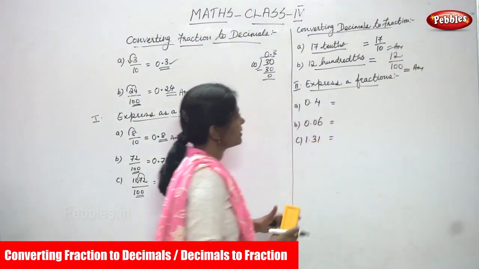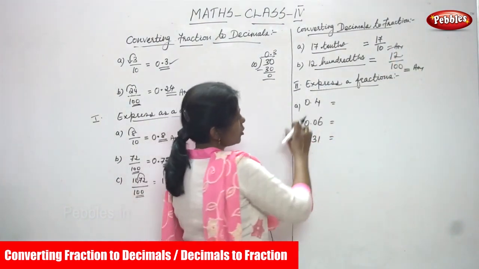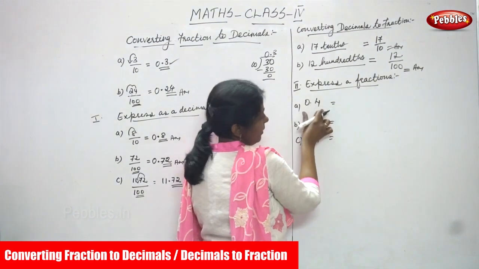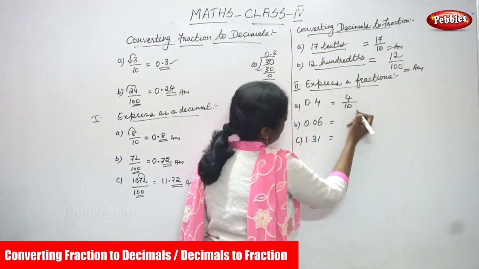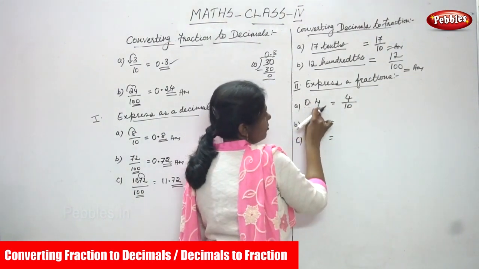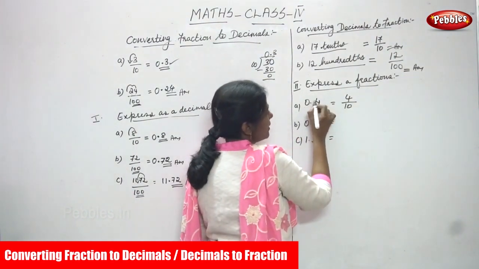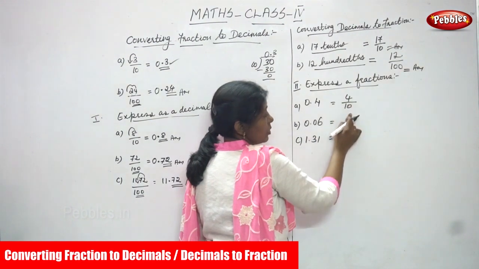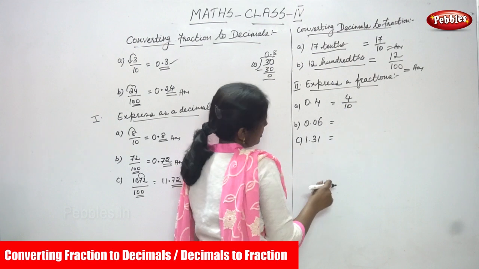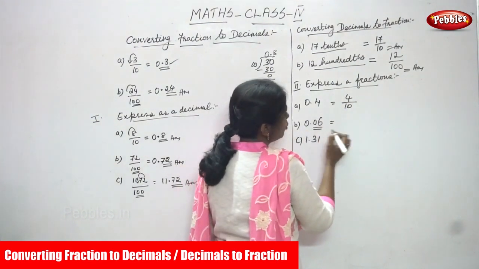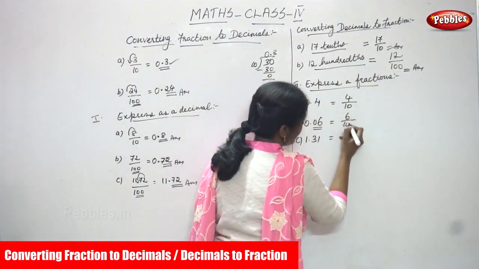Next, express as a fraction. So 0.4, it is in a decimal form actually. They are not giving it in the written form. So the answer is 4 by 10. Because 0.4, after the point we call it 4 tenths. That is what you have written, 4 by 10. 0.06. So 0.06 means after the point how many digits? 2 digits. That is what you have written, 6 by 100.